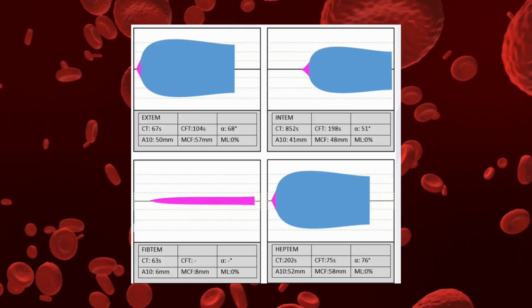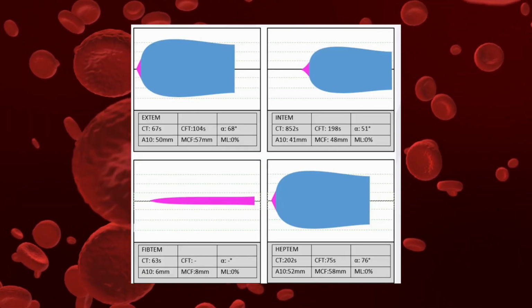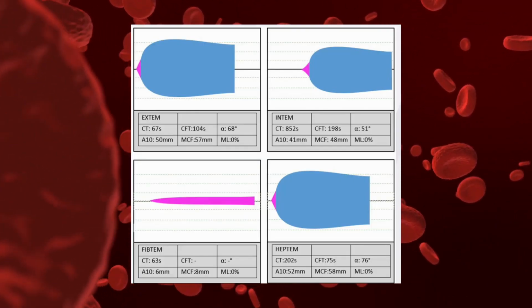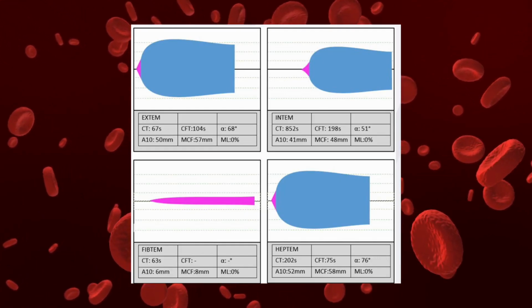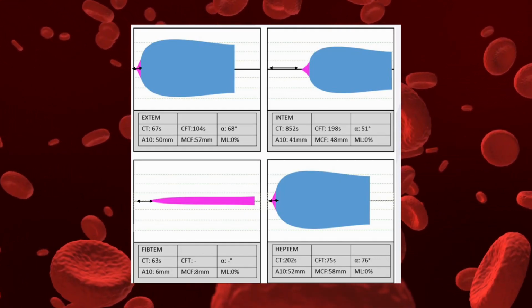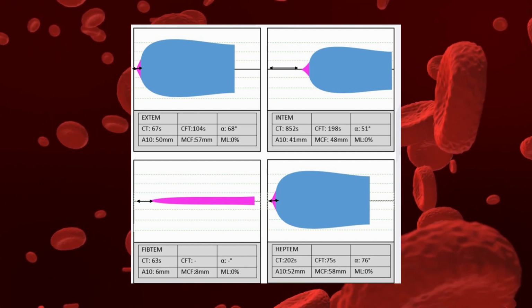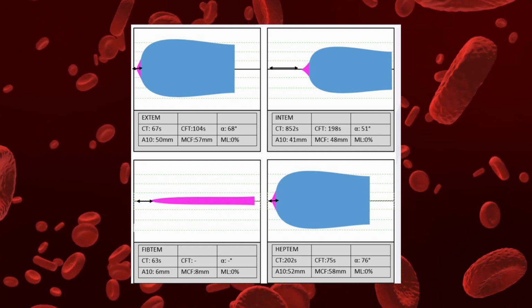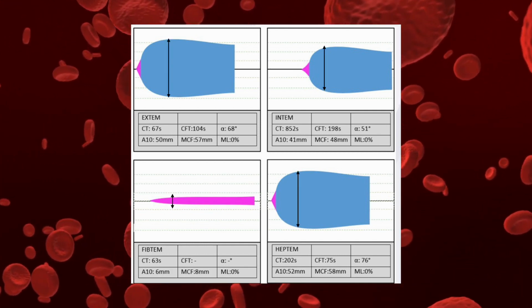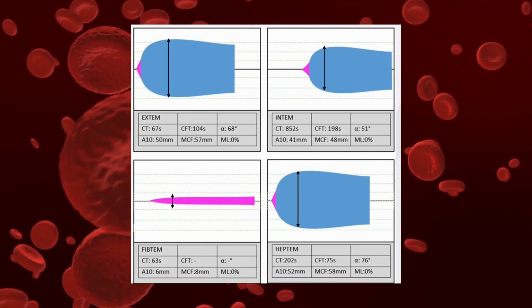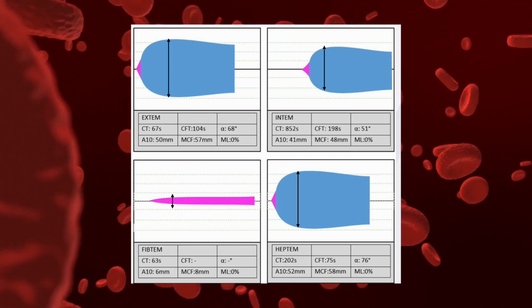This is the graph the machine produces. It is a representation of the patient's ability to form a clot and shows the time for clot to start forming. This is called the CT or clotting time. We can also measure the strength of the clot, which is determined by the amplitude of the curve or how fat the sausage shape gets.